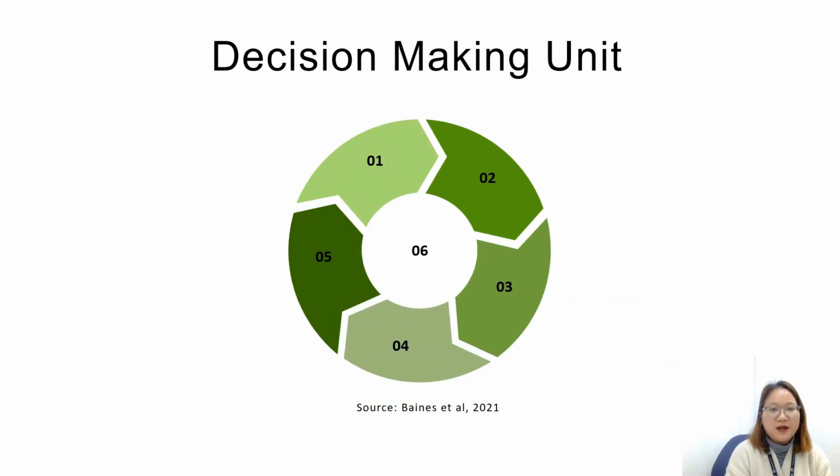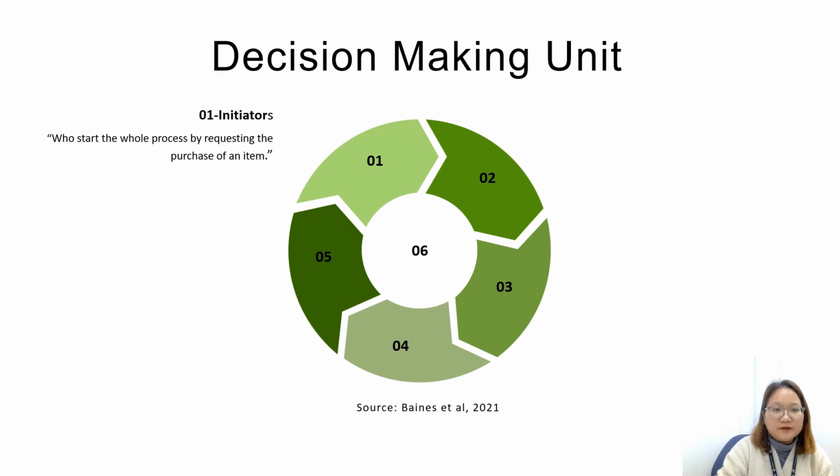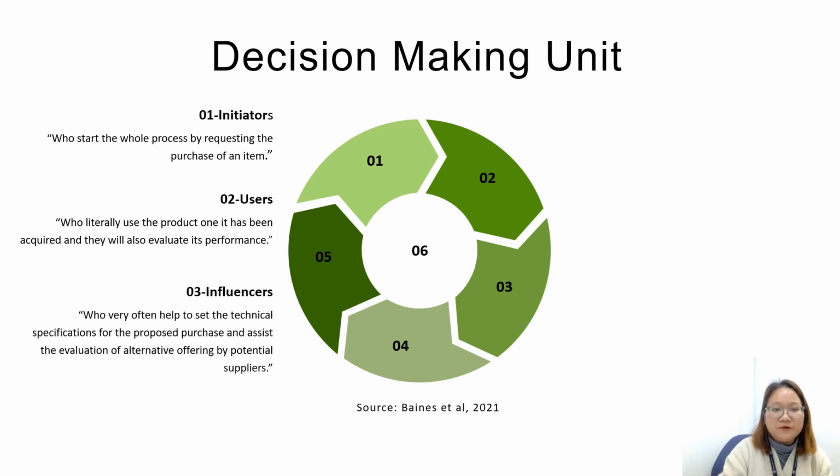Now we move to our last concept today, the decision-making unit. It includes six roles. The first is the initiator, who starts the whole process by requesting the purchase of an item. The second is the user, who literally uses the product once it has been acquired, and also evaluates its performance. And the third one is the influencer.